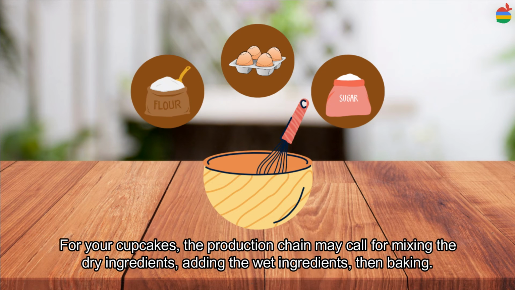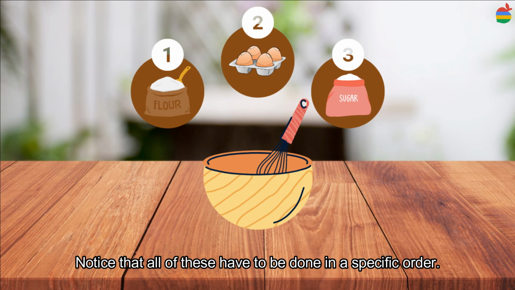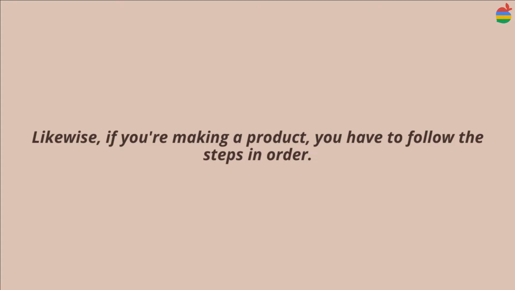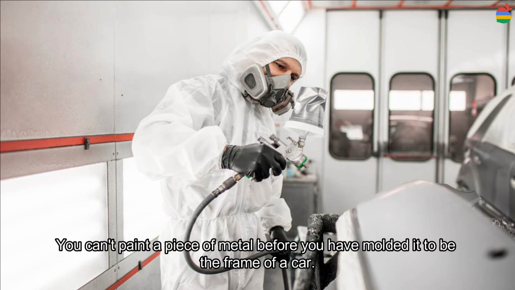For your cupcakes, the production chain may call for mixing the dry ingredients, adding the wet ingredients, then baking. Notice that all of this has to be done in a specific order. You can't add the eggs after you bake, nor can you sift flour after you have added the wet ingredients. Likewise, if you are making a product, you have to follow the steps in order. You can't paint a piece of metal before you have molded it to be the frame of a car.